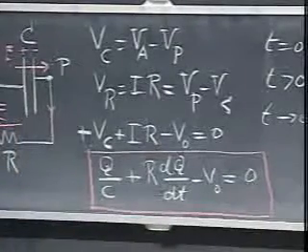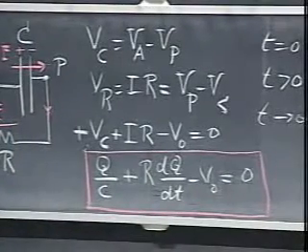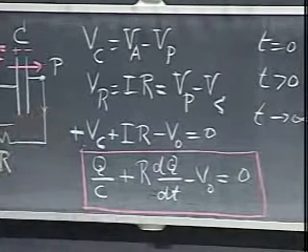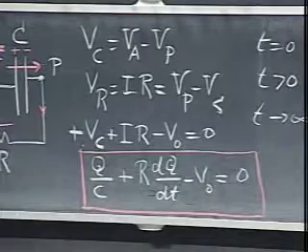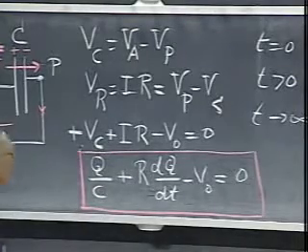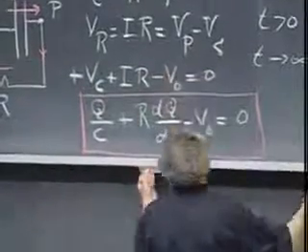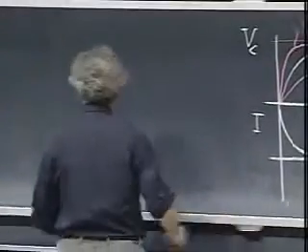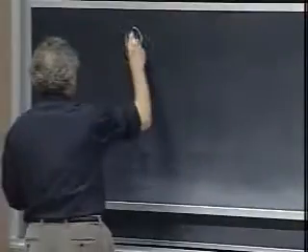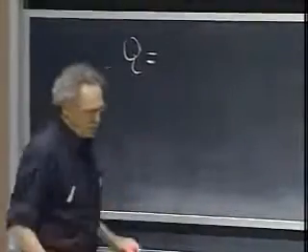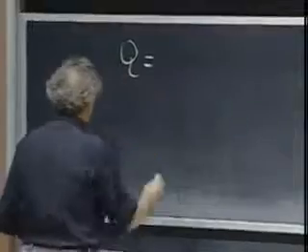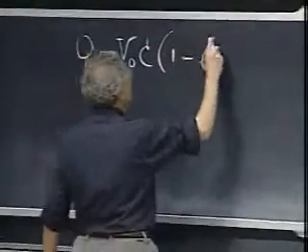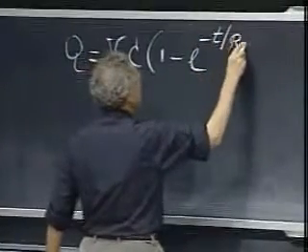We've seen an identical differential equation. It was not in Q, it was in I, but it had, of course, a completely similar solution. And the solution to this differential equation is actually quite simple. I will put it on this board. Q, so this is going to be Q as a function of time, is V0 C times 1 minus e to the minus t over RC.